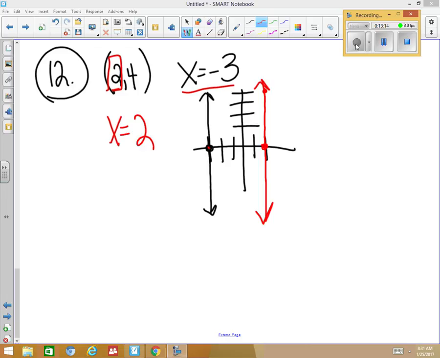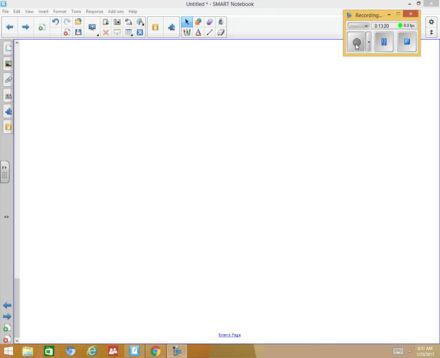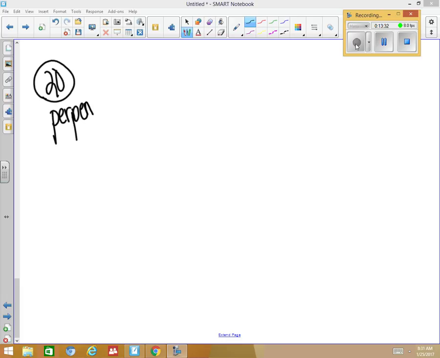Now let's go into the perpendicular lines. Okay. Starts on number 20. The symbol for perpendicular, no, it's a geometric symbol. Geometry. Looks like this. Okay? It's like an upside down T.